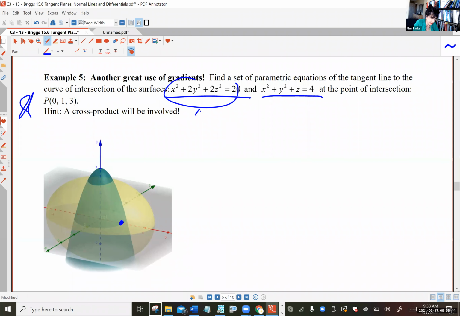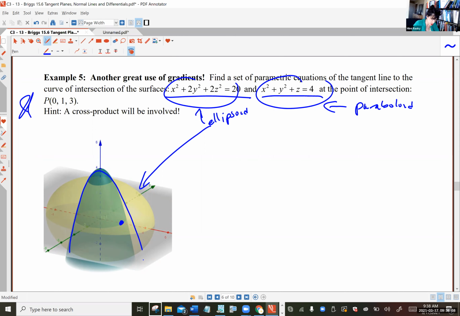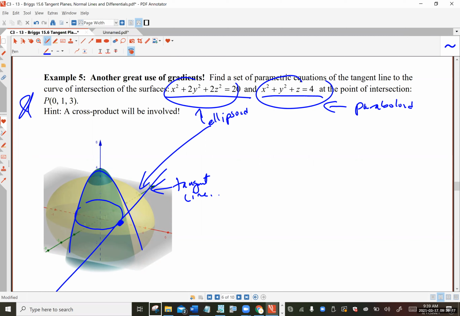This right here is the egg-shaped looking thing. That's the yellow, the ellipsoid. And then this guy right here is the paraboloid. That's the green guy. So when the egg and the paraboloid intersect, you're getting this elliptical curve here. And here's the point they're talking about. And if I draw a tangent line to that point, they want the parametric equations for that tangent line. Are you kidding me?